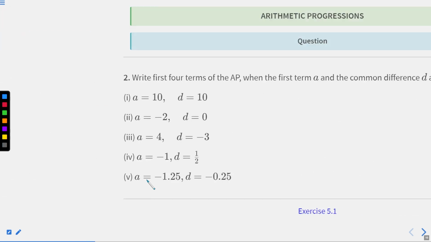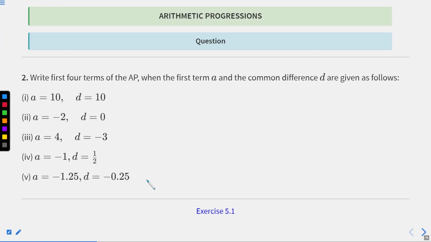Now let us move to question number 2. So here in this question, we have to write the first 4 terms of the AP when the first term A and the common difference D are given as follows. Here we have been given the values of A and D, and we need to find the first 4 terms of this AP. So let us see number 1. In number 1, we have given the first term A is 10 and the common difference D is 10 also. Let us see how to solve it.